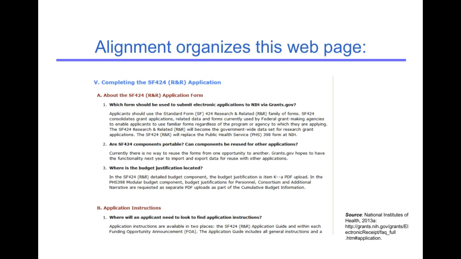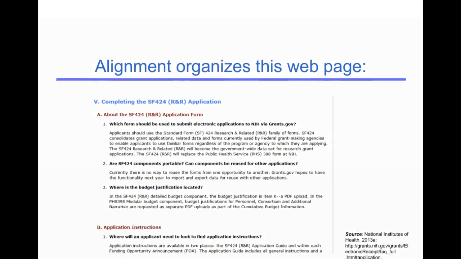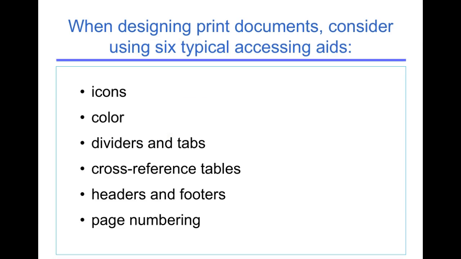about the SF 424. The A and the B are aligned on the page, so you can tell that those are subheadings. And then underneath the B, the number 1, again slightly indented, aligns with the number 1 under A, and that will provide the information about application instructions. So simply by the way that we align items gives our reader a roadmap basically for how to follow the document and the information in the document.